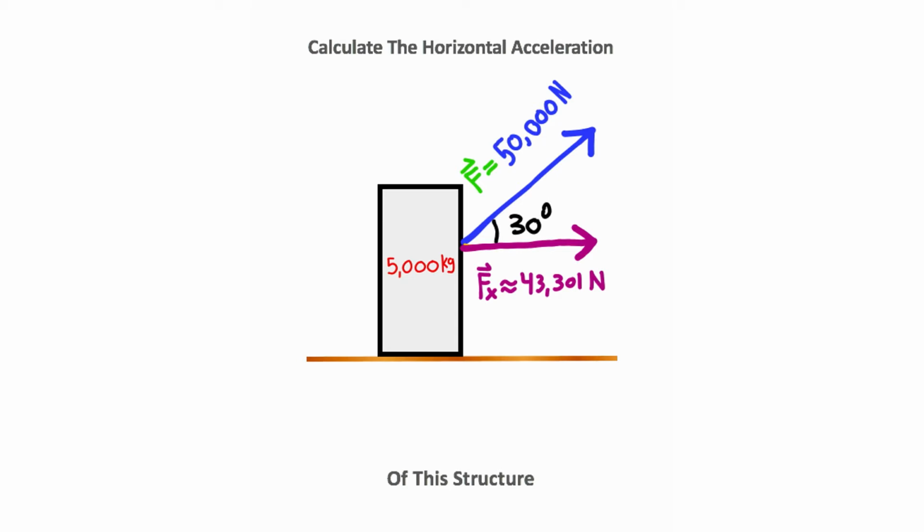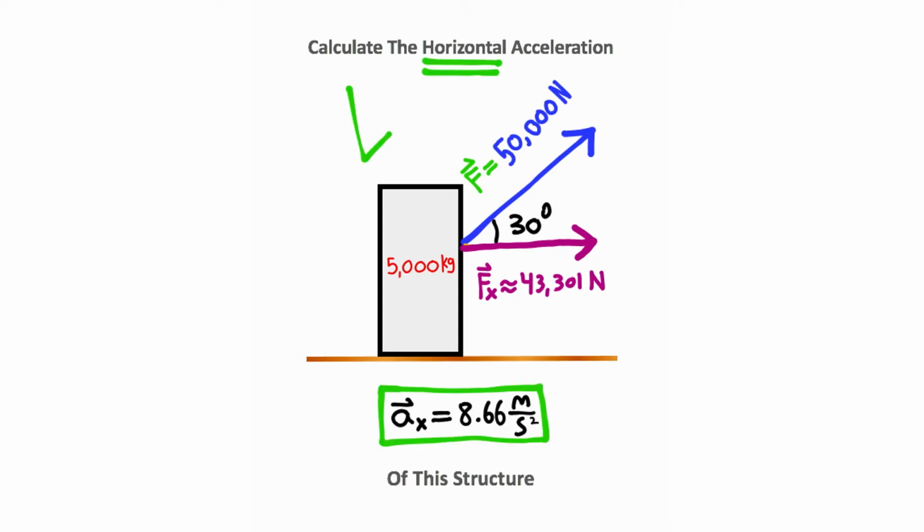newtons. Now what we can do is use Newton's second law. I'm going to plug in our horizontal force right there. I'll take 5,000 kilograms and plug it in for our mass. To solve for acceleration, I just need to divide both sides by 5,000, giving me that acceleration is this fraction right here. Evaluating this fraction on a calculator should give you approximately 8.66 meters per second squared, and that right there is the horizontal acceleration of this structure.